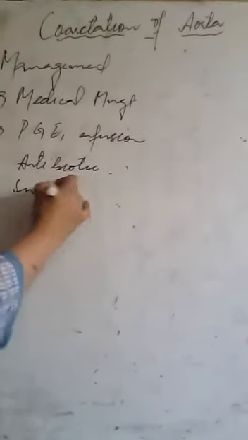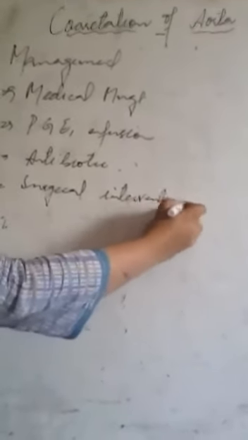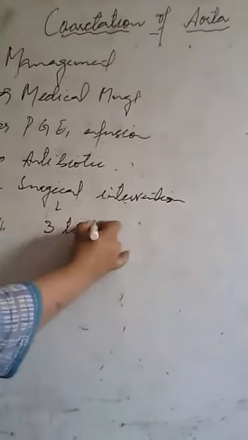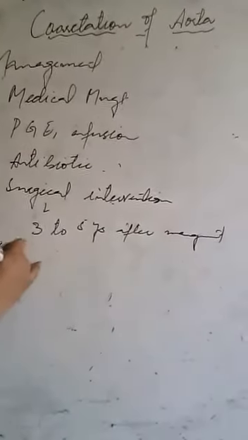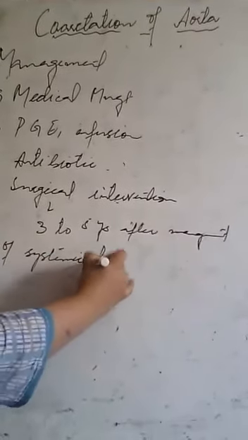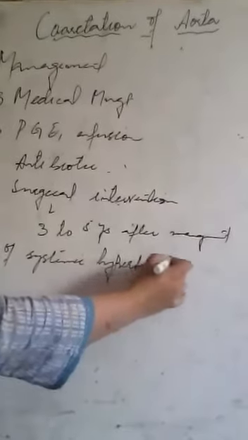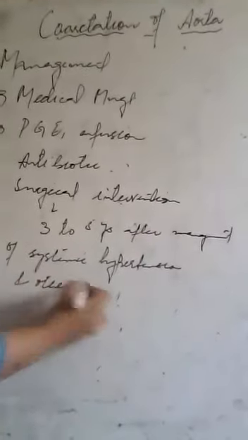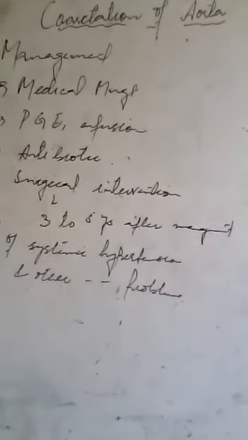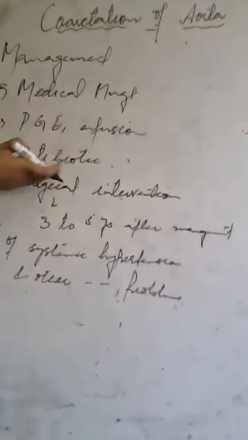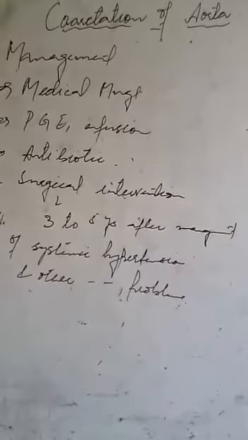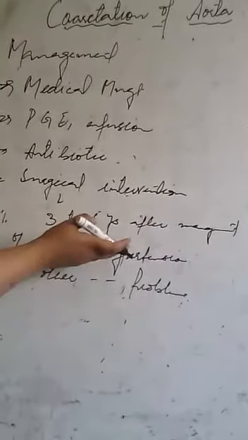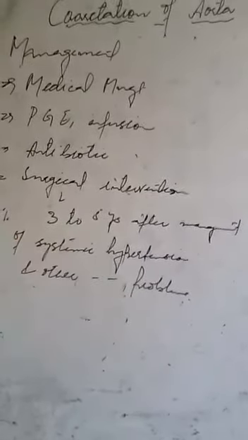Surgical intervention is planned at 3 to 5 years of age, after management of systemic hypertension and other associated problems. Firstly, medical management is done with prostaglandin E1 infusion, antibiotics, and treatment of other complications.